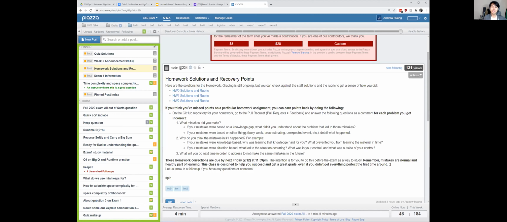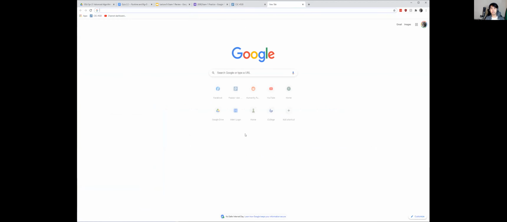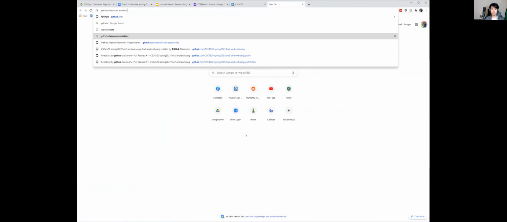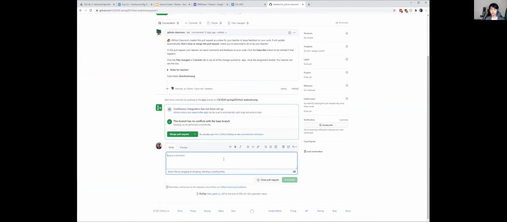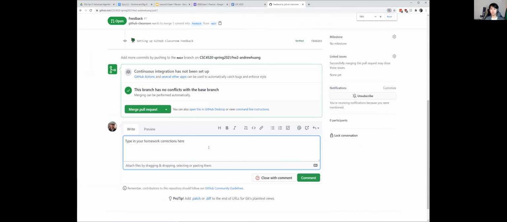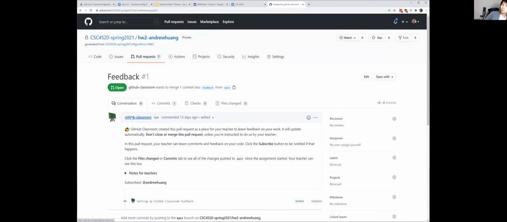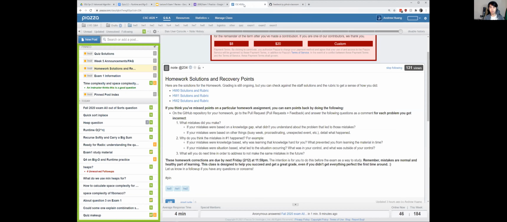This is meant as a means to review. And for example, I'll show you exactly what I mean. We can go to my GitHub repo for homework 2. You want to click pull requests, and under feedback, you have a comment box here that you can type in your homework corrections here, right? So the goal here is to use this box here, and we'll review your corrections and give you points back in order to do well in the homework.